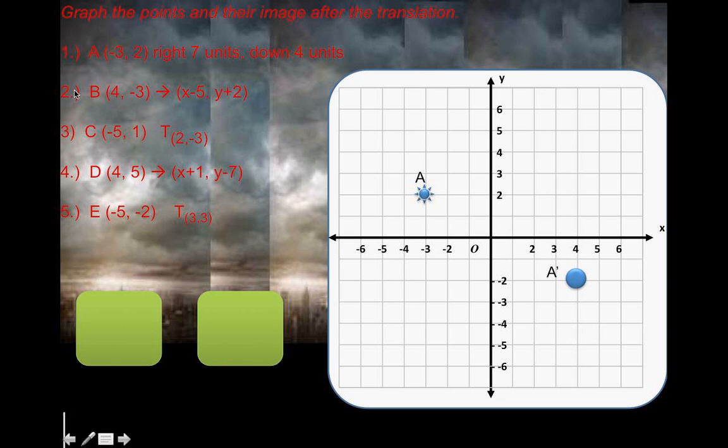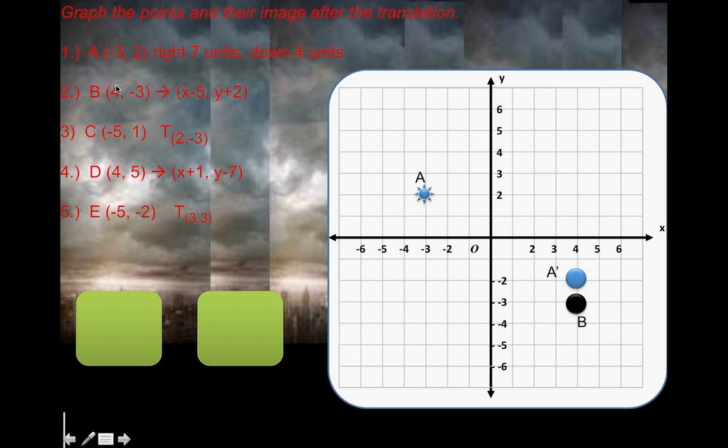Problem 2. Point B is at 4, negative 3. So let's start by graphing the point B at 4, negative 3. Don't forget to label it. And now you need to look at this notation. It's a little bit different. It doesn't tell you which direction to go. It just says x minus 5, y plus 2.